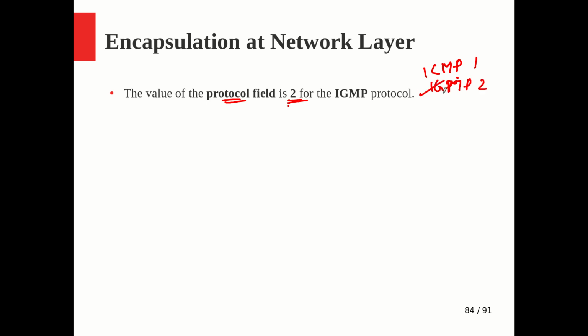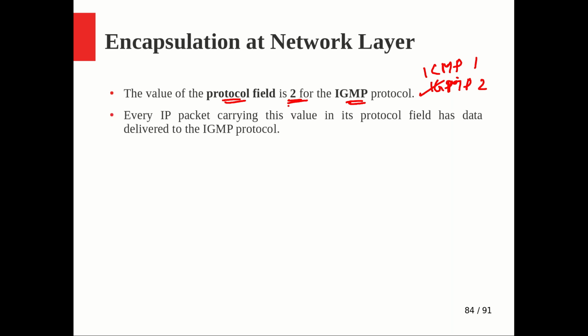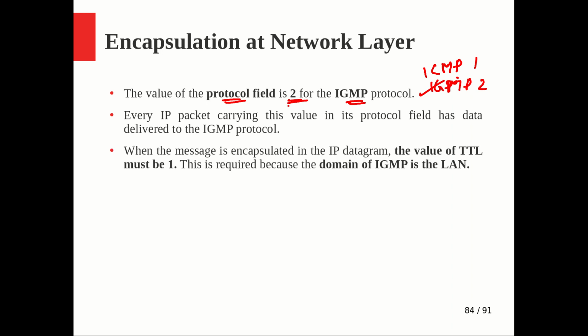This is different from a port number, which is another identification number. Port numbers are given for application layer protocols, but as IGMP is a network layer protocol, it does not have a port number. Instead it uses the protocol number, a kind of unique identification. By looking at the protocol field in the IP header, any router on the way will understand that it is an IGMP packet, because protocol number 2 is specifically for IGMP. That is a fixed, well-known mapping, and accordingly it will deal with it in a different way. Every IP packet carrying this value in the protocol field has its data delivered to the IGMP protocol, so that is the default meaning.